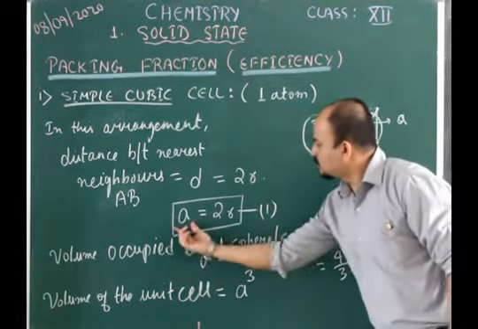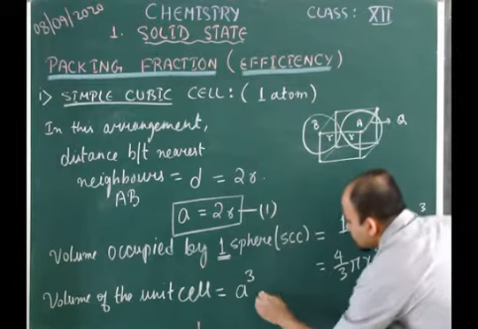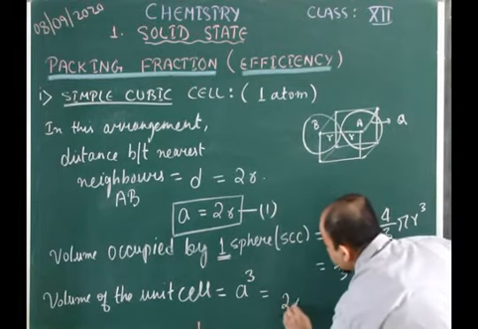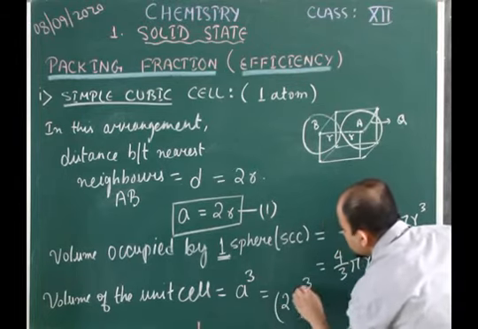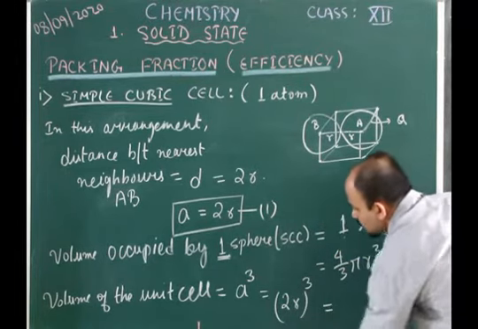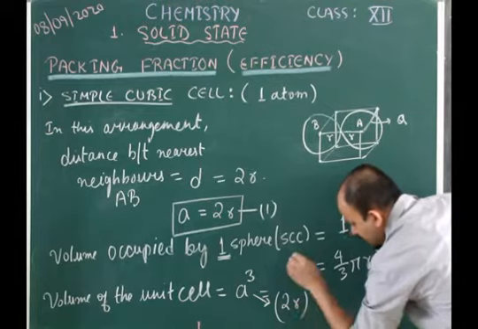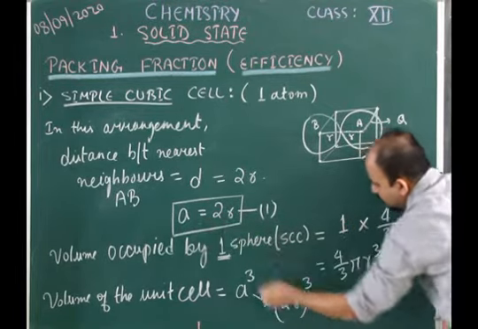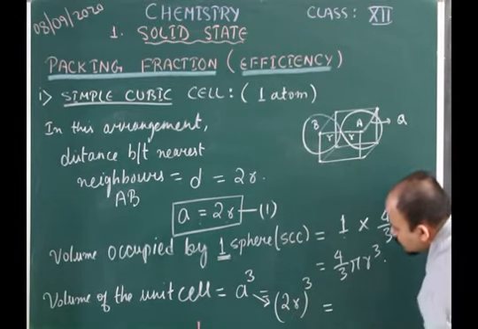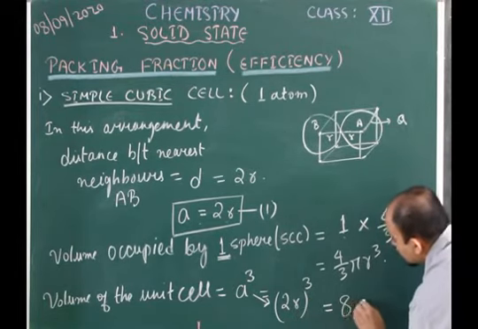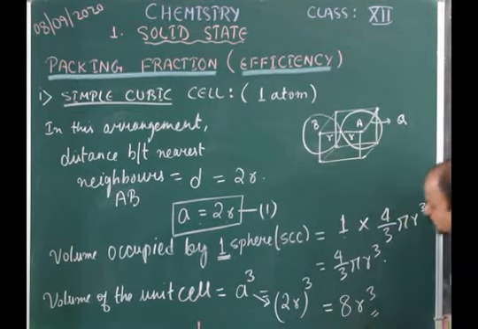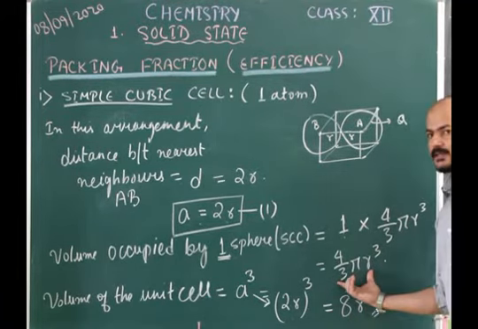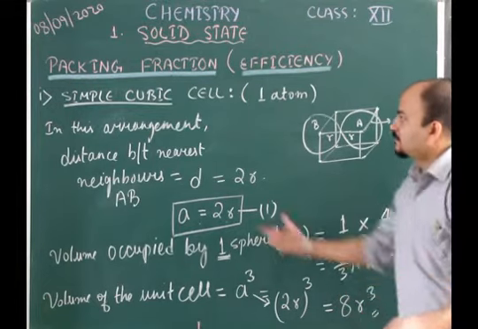Now since A is equal to 2R, we can replace this with (2R) whole cube. From here I have written this side, A cube, and I substitute A with (2R) cube, so 2 to the 4, 4 to the 8 R cube. So this is the total volume of the cube, and this is the volume occupied by the sphere, the atoms in a simple cubic cell.